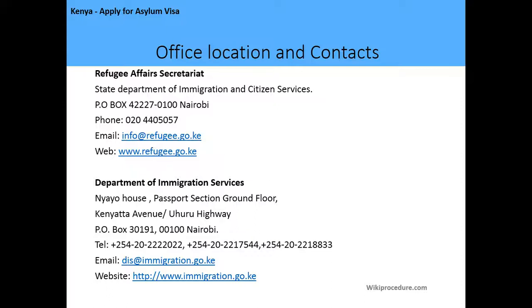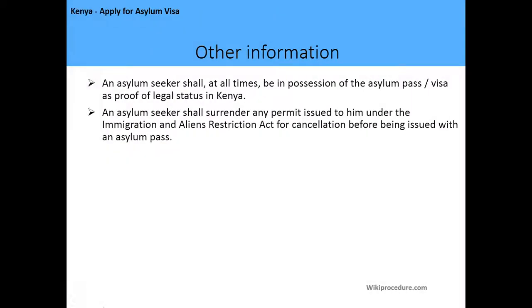The Refugee Secretariat is located at Nyayo House, and you can contact them through their website, www.refugee.go.ke. The Department of Immigration Services is also located at Nyayo House, Nairobi, Kenya, and you can contact them through their website, www.immigration.go.ke. Other information is that an asylum seeker shall at all times be in possession of their asylum pass or visa as proof of legal status in Kenya, and the asylum seeker shall surrender any permit issued to him under the Immigration and Alien Restriction Act for cancellation before being issued with an asylum pass or visa.